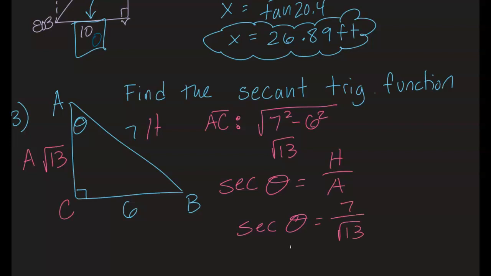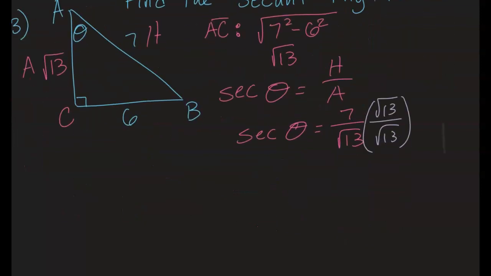Can I leave my answer like this? No. I have to rationalize it. You have to rationalize the denominator. So you multiply by square root of 13 over square root of 13, and you end up with secant of theta is 7 square root of 13 over 13.